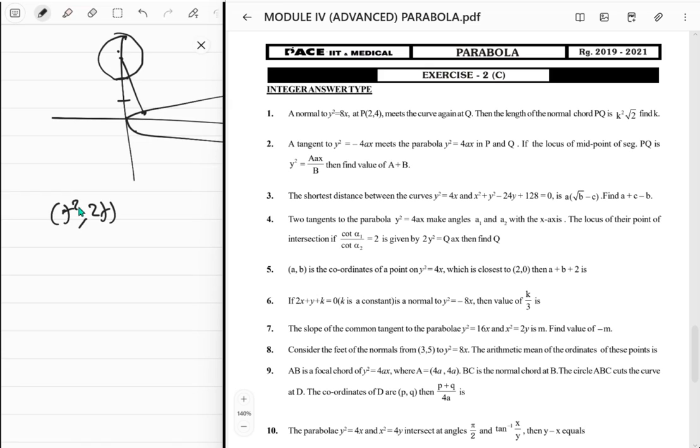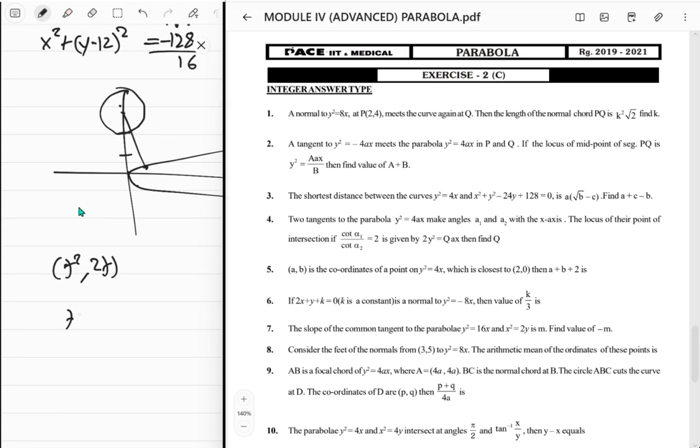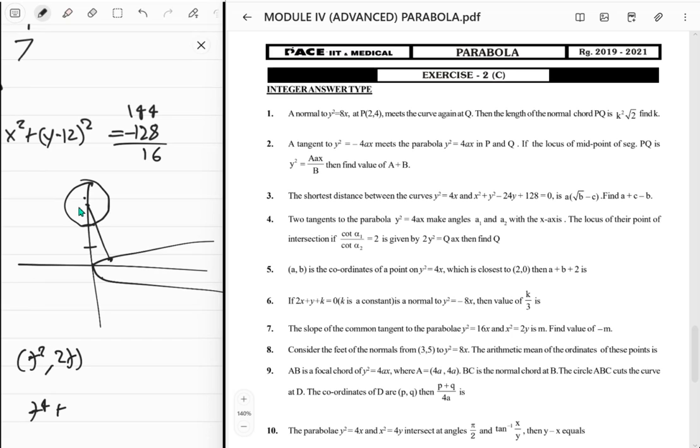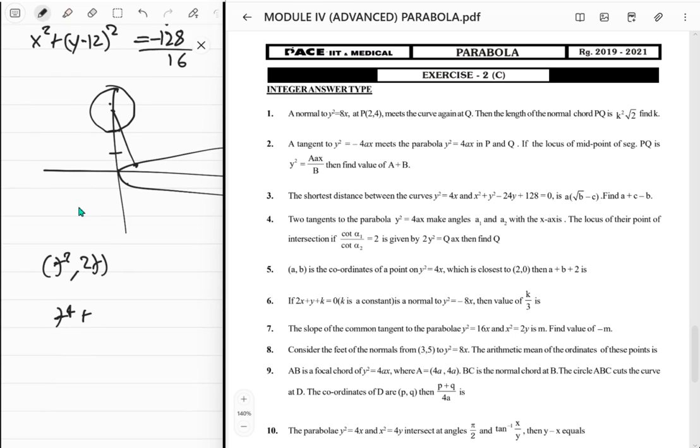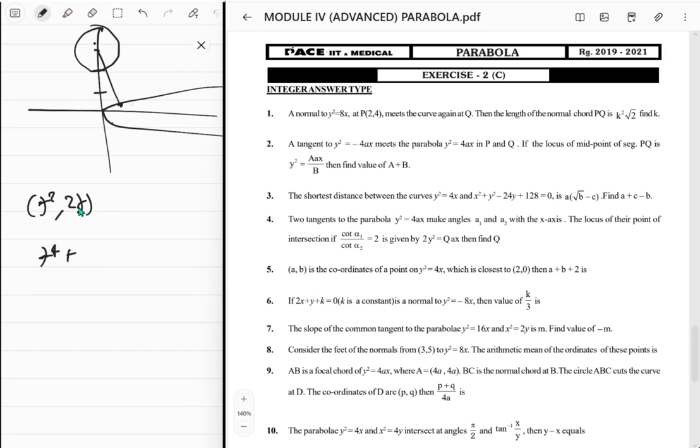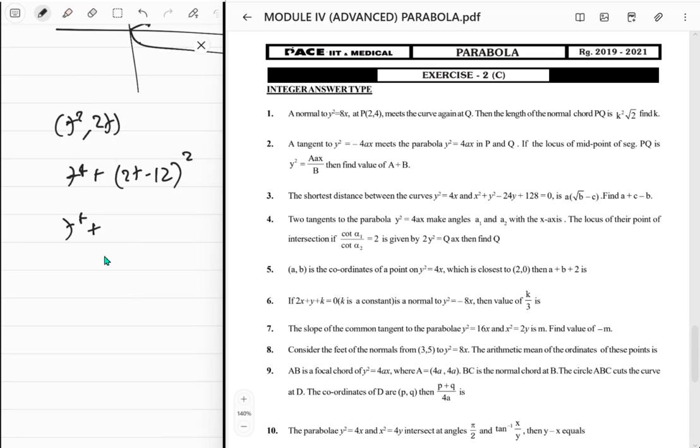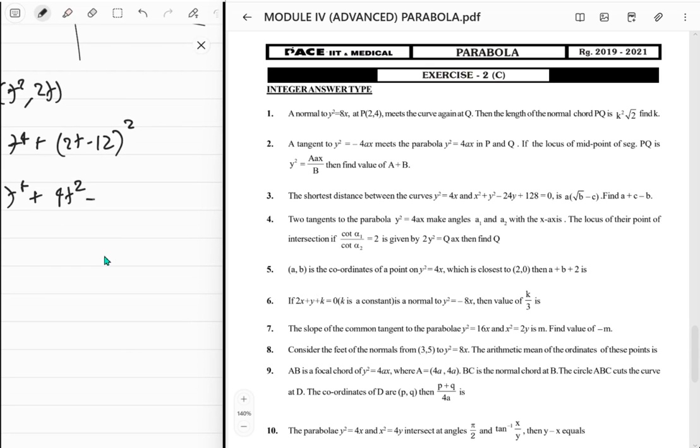So the squared distance is going to be t to the power 4 plus, that's 0. And then you got 2t minus 12. Wait, that's minus 12 already. So distance between this point and that, right? So t to the 4, and then you just say right away 2t minus 12 squared. And of course we want to minimize this thing, right? This is t to the power 4 plus 4t squared minus... this is not nice.